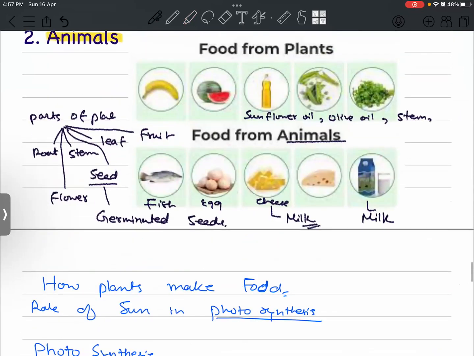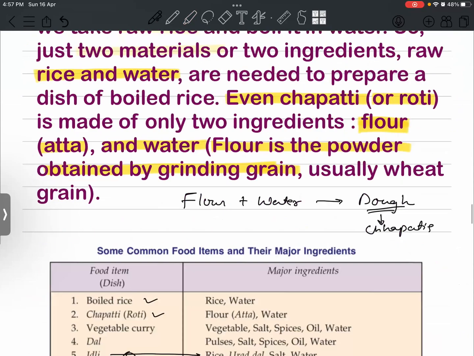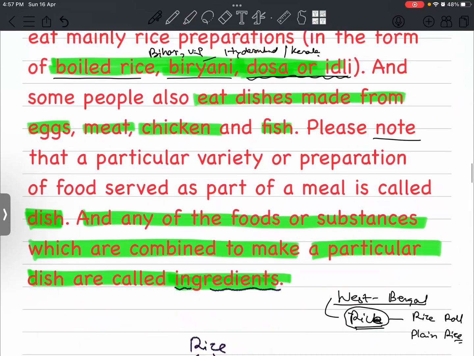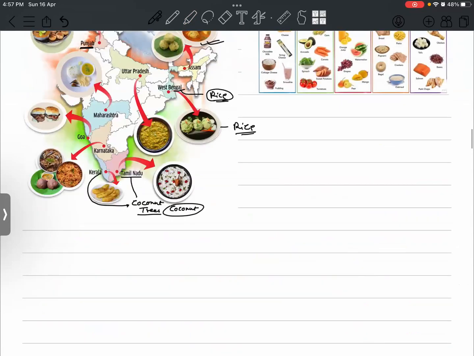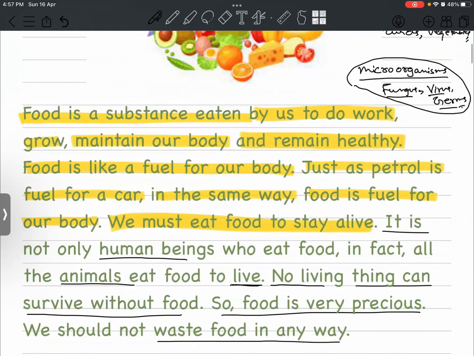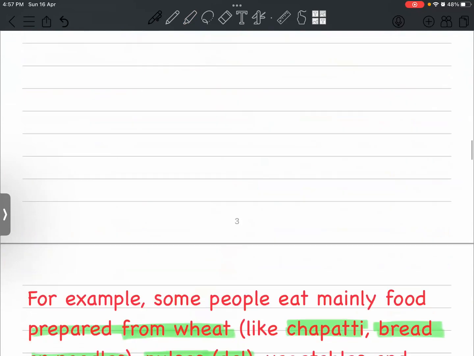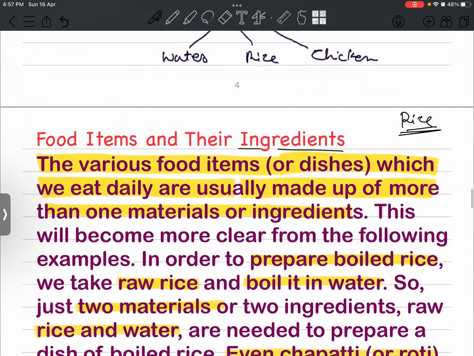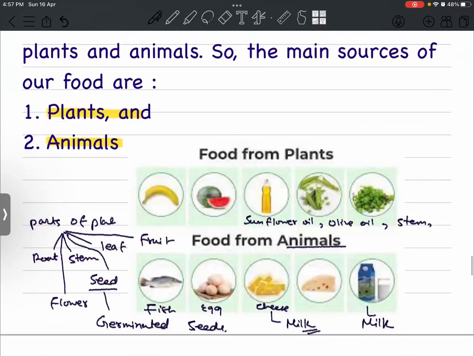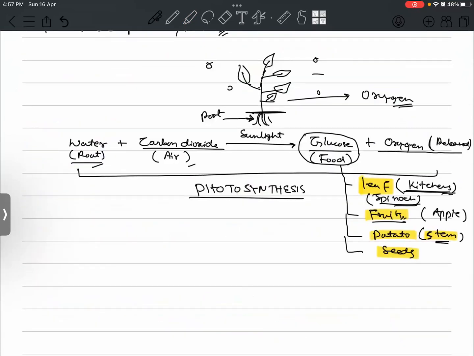Any confusion with what we have discussed in the chapter so far? No, sir. Okay, very good. So photosynthesis is nothing but the things that they need for the photosynthesis to happen, and where they store the glucose. That's it, right? Yeah, that's it.